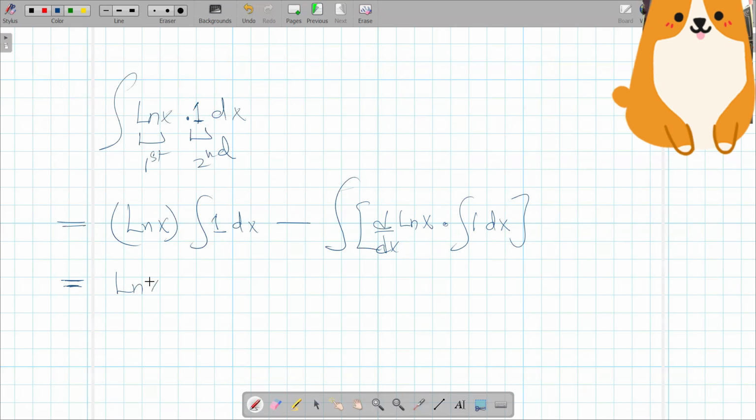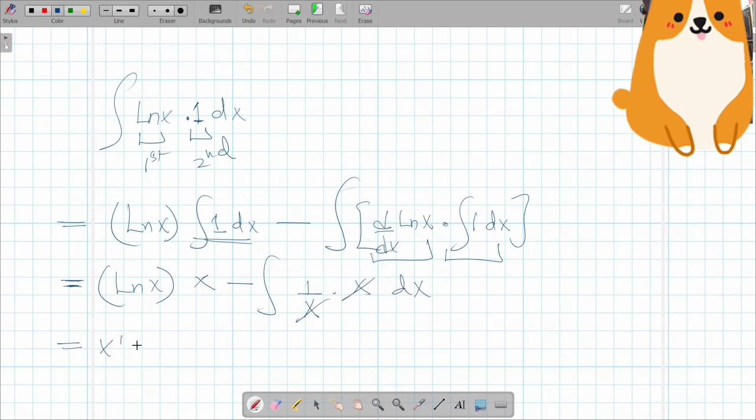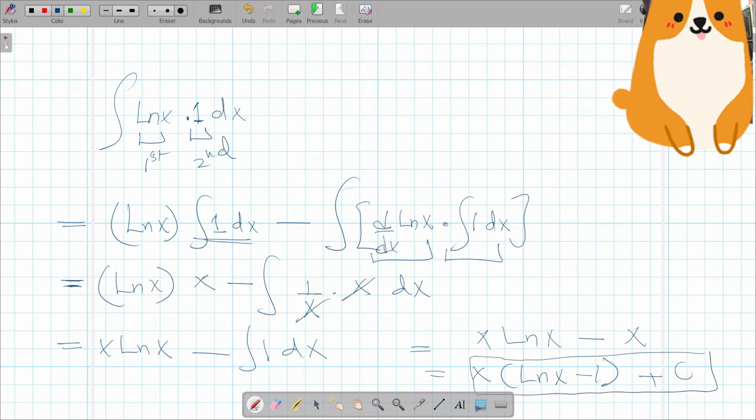Okay, log x, the integral of 1 is x. So x times log x minus the derivative of log x, which is 1 over x, times the integral of 1, which is x. So this will be cancelled. We have x ln x minus what is left, the integral of 1, which is x. So we can take x common. This is the antiderivative of ln x.